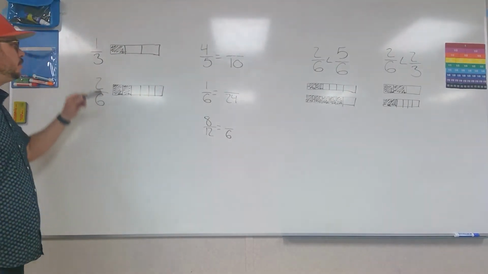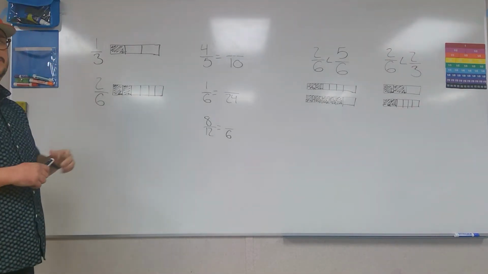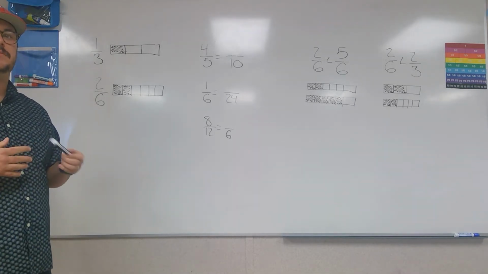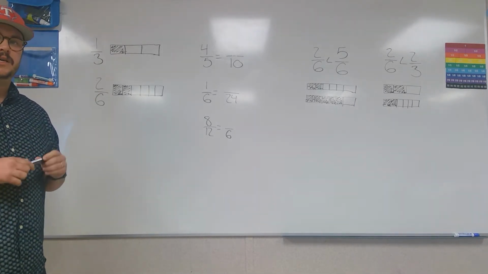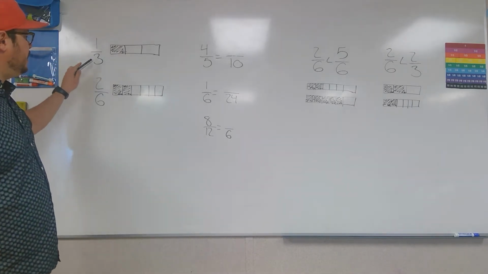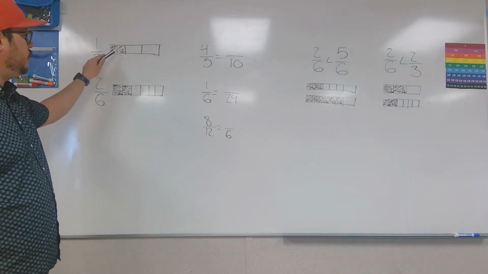So with a fraction, remember that the top number represents your numerator. The bottom number represents your denominator. The denominator tells you how many units it takes to make it whole. The numerator tells you how many units that you actually have. So with 1/3, it takes 3 units to make this whole, and we have 1 shaded.